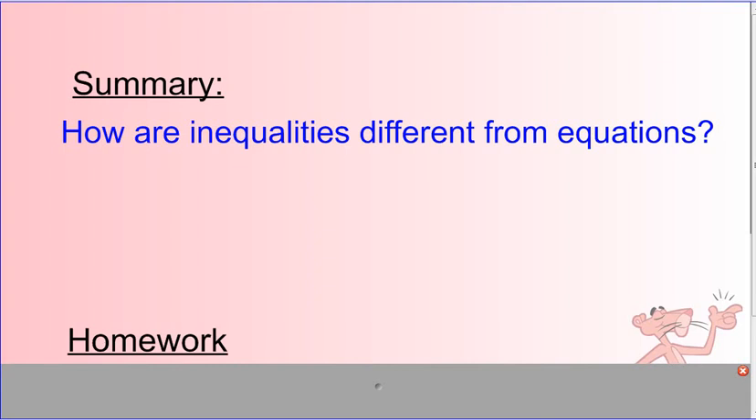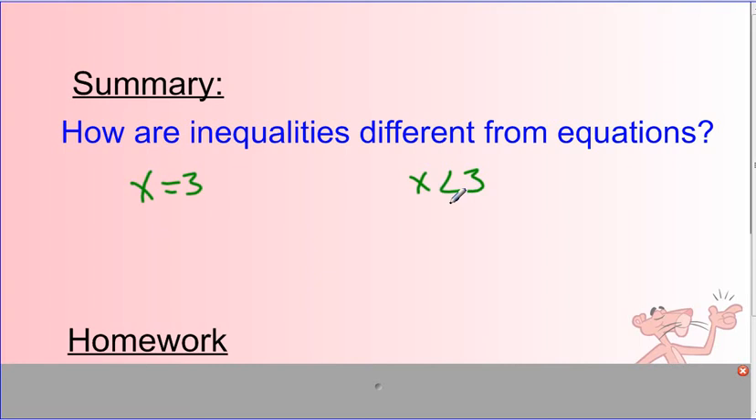Hopefully you said something like, equations typically only have one answer. Usually you get like x equals 3 or m equals 12. Inequalities usually have an infinite number of answers. So, I mean, equations you get like x equals 3, where you get one answer. Inequalities, if you get x is less than 3, every number less than 3 is an answer. So 2, 1, 0, all those negatives are answers. So that's one major difference.